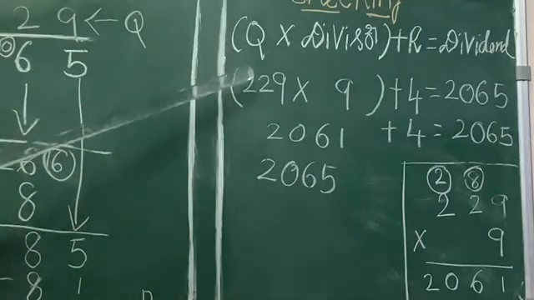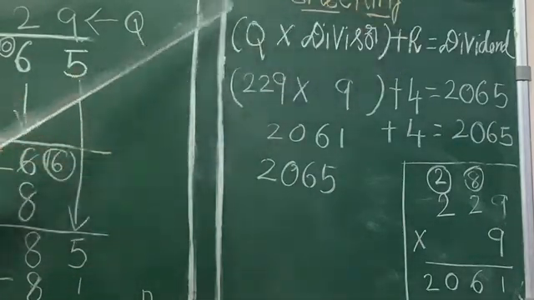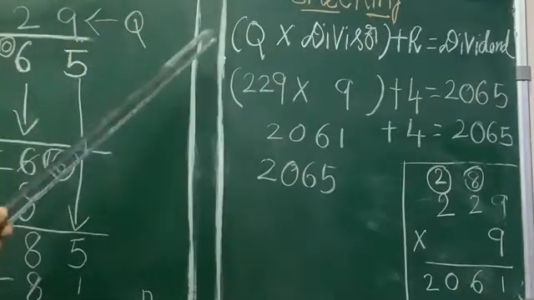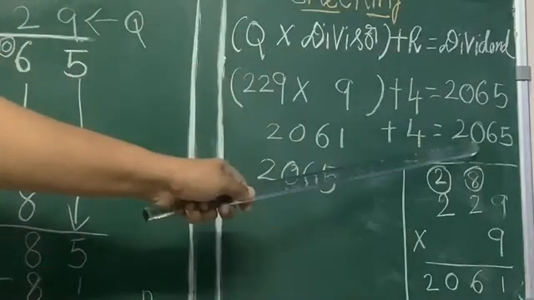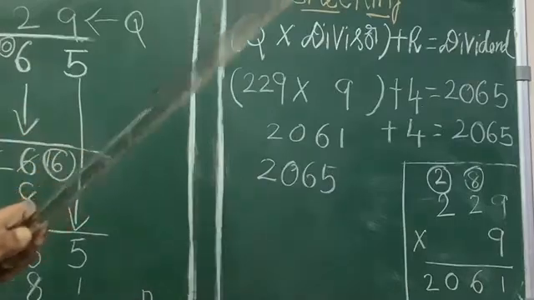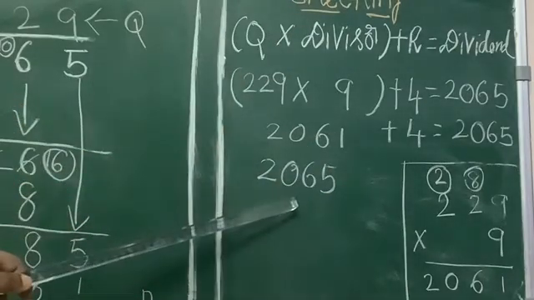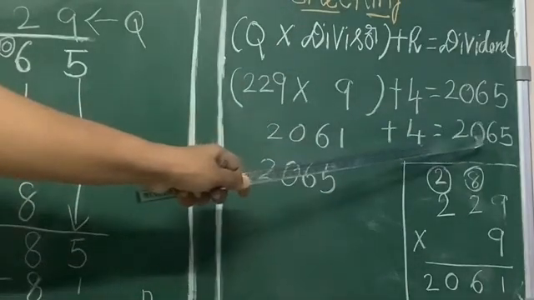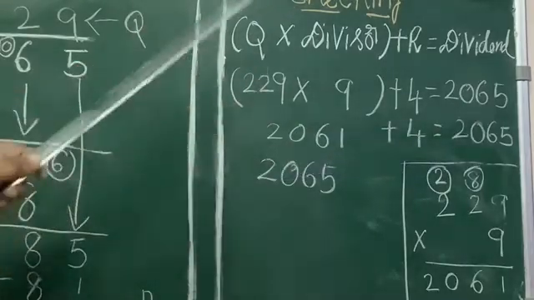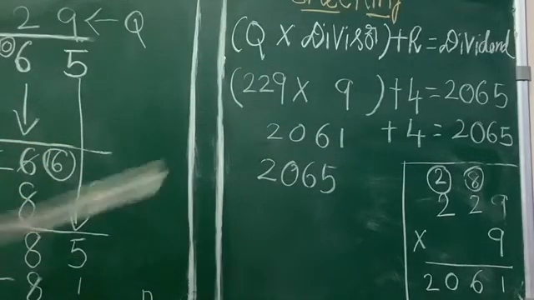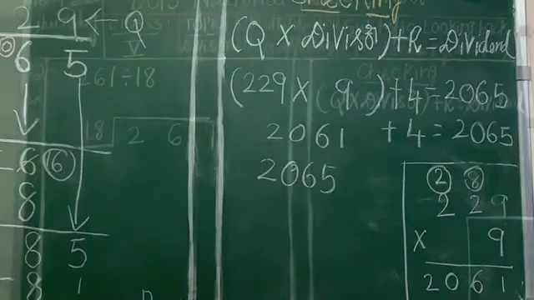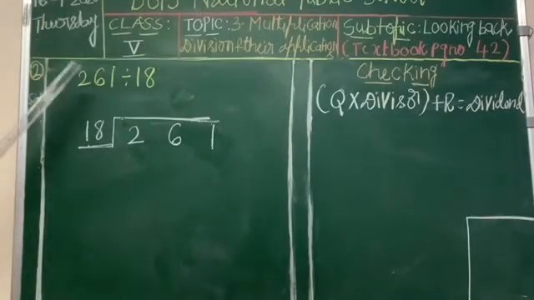Is it clear? When you do this full operation on the left hand side, you should get the answer whatever is there on the right hand side. If the answer which you are getting on the left hand side is equal to the answer which is there in the right hand side, that means your answer is correct. Okay, your division is correct. Okay, children? Yes, children. Now we will see one more problem, that is 261 divided by 18.